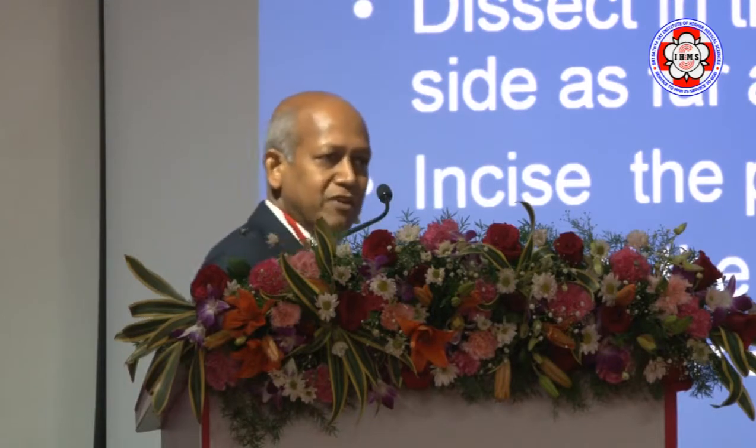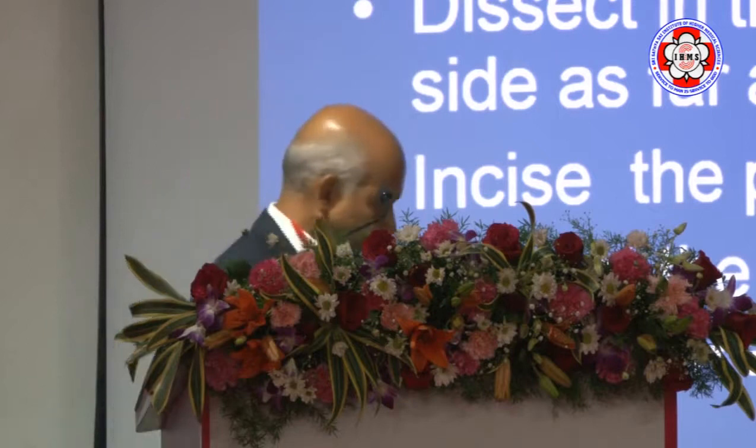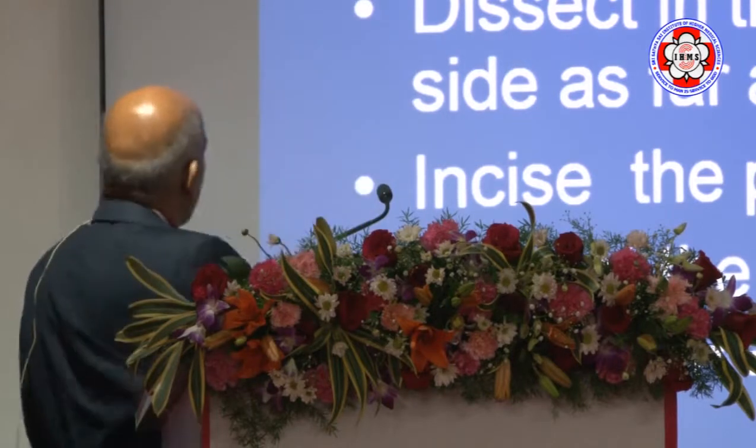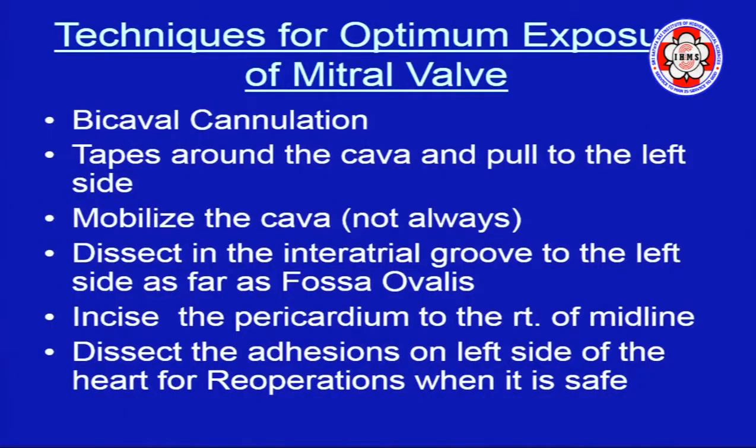And that's why it's not carte blanche. Every patient gets the tapes around. Every patient gets dissection of the vena cava. I do not do that. Dissect in the intra-atrial groove to the left side as far as the fossa ovalis. This I always do. Sometimes I get into the right atrium. It's not a problem. You close the small rent in the atrial septum. You can always circumvent the problem.